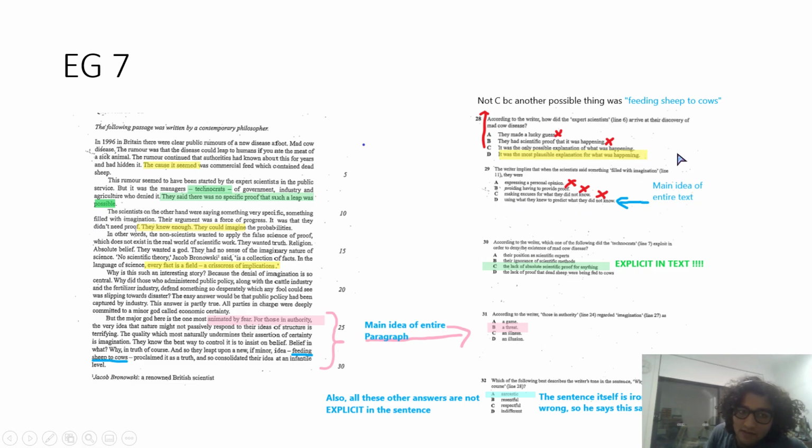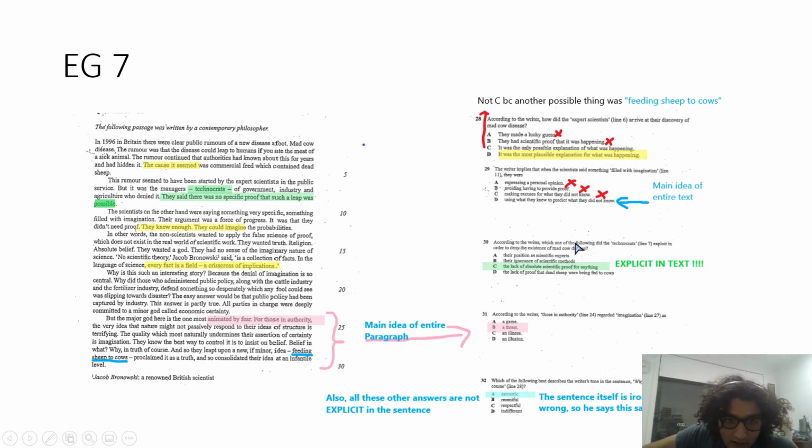That's the main idea of the entire text. What this whole thing about imagination is talking about is using what you do know and imagining or predicting, like extrapolating, what you think will happen or what you think should happen. So that's why the answer is D.